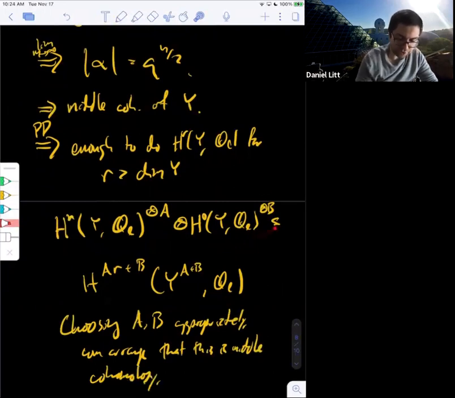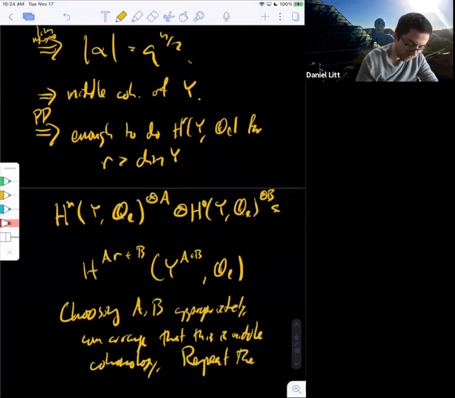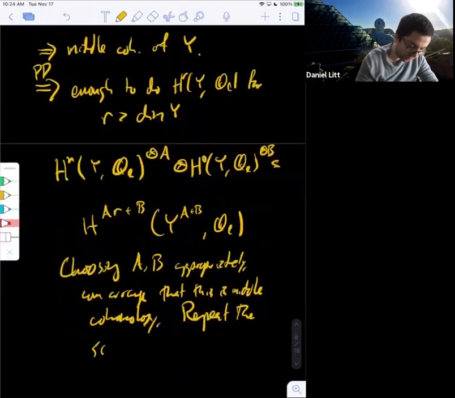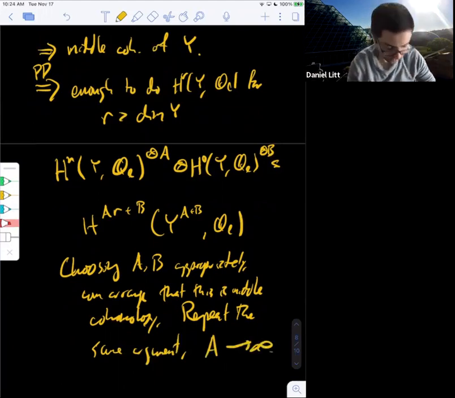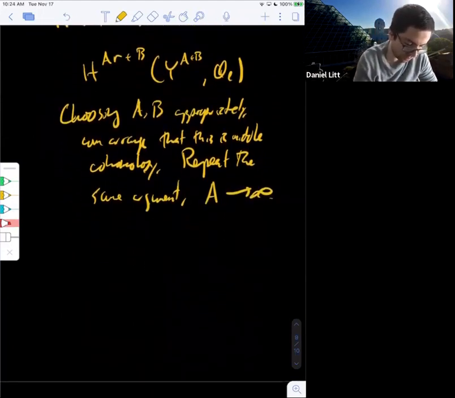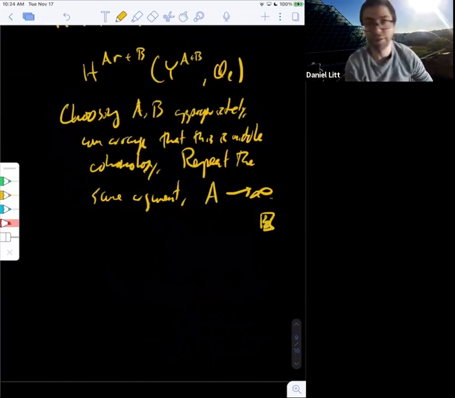But Frobenius acts just trivially over here. So the only interesting eigenvalues that show up are in here, and then we can repeat the same argument and take the limit as A goes to infinity. Okay. To work out the details, you should try this as an exercise.